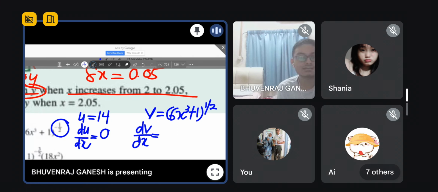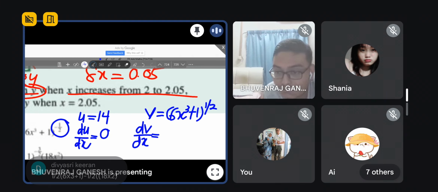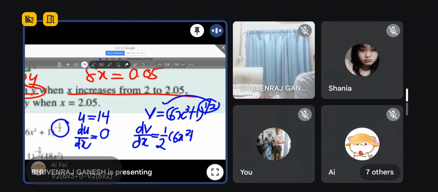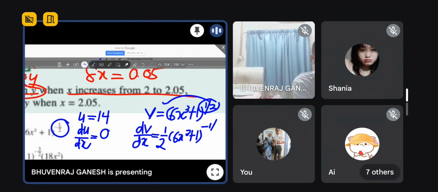Anyone else want to try? dv dx is half 6x cubed. Okay, very good, exact, correct. So you should get that. Power bring in front, copy back, power minus 1. Okay, very good. Not 6, it is 18. Power minus 1, so negative half.